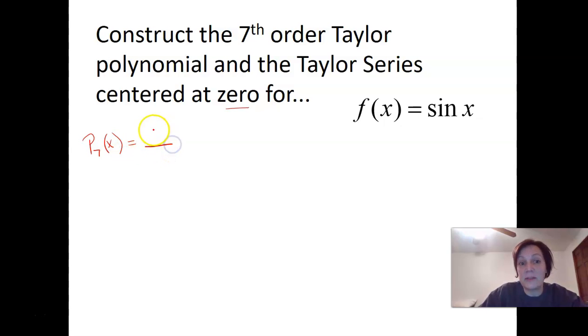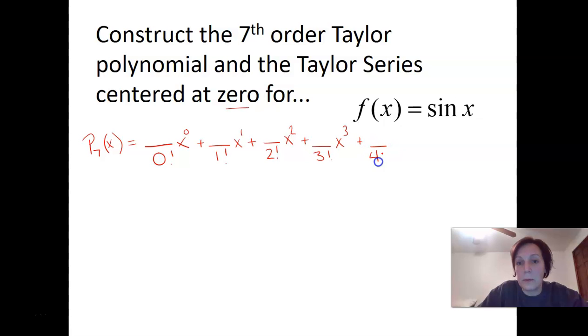I'm going to take my derivatives later, so I'm going to leave these numerators blank. That's where my derivatives are going to go. My first one is going to be a 0 factorial x to the 0. Derivative over 1 factorial x to the 1. 2 factorial x to the second. 3 factorial x to the third. 4 factorial x to the fourth.